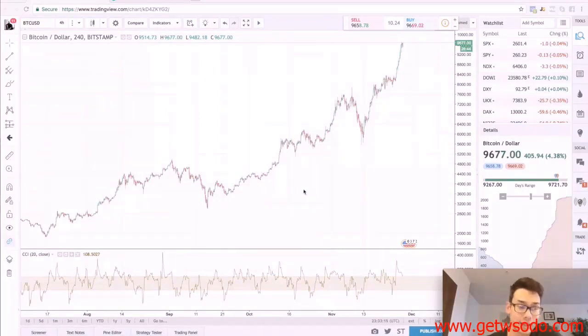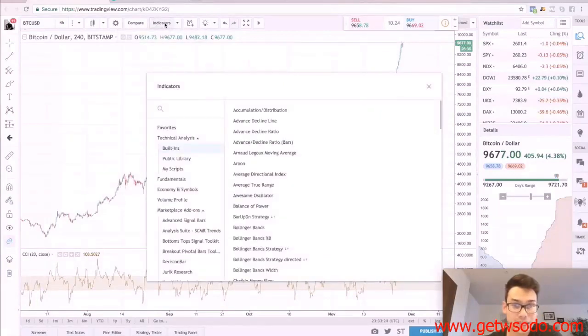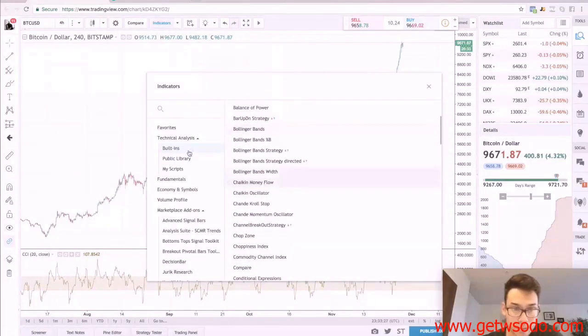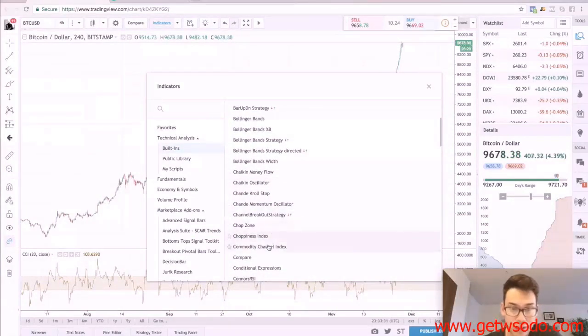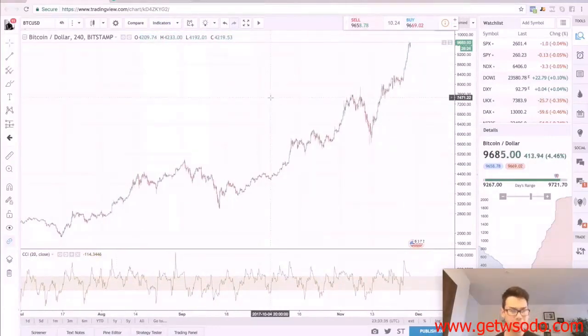So I know Nick likes to use the CCI, which is the Commodity Channel Index, okay, and that could be found right here. I'm here on TradingView. You can click indicators up at the top, scroll down, make sure you're on technical analysis built-ins, and you can find the Commodity Channel Index right here. But basically, the Commodity Channel Index, or CCI, is a momentum indicator. So it indicates the momentum of where the prices are moving based on average prices, okay?